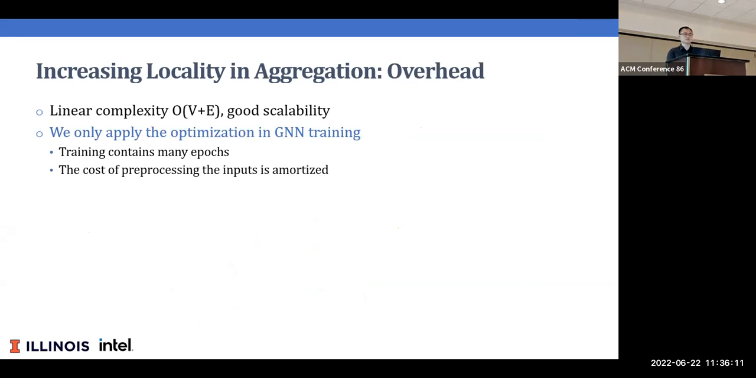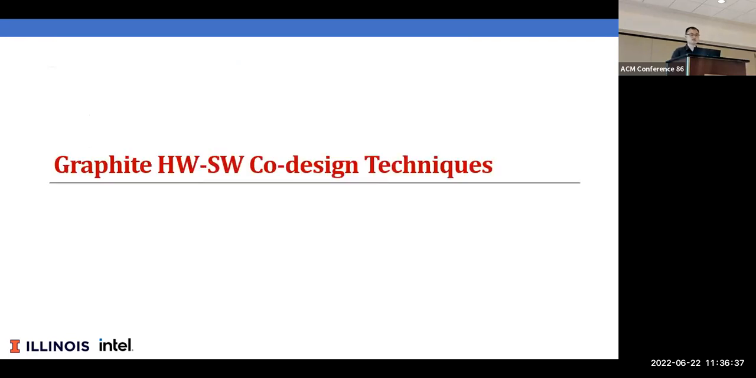The algorithm is very simple and has linear complexity, so it scales well to huge graphs. However, it may still be an unaffordable overhead for inference, where the input graph may be used only once. Fortunately, input graphs are reused many times in training, so the cost of the pre-processing can be amortized. Therefore, we only apply this technique in training. So that concludes the software techniques.